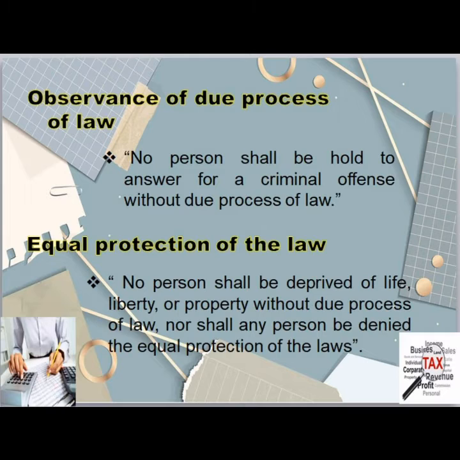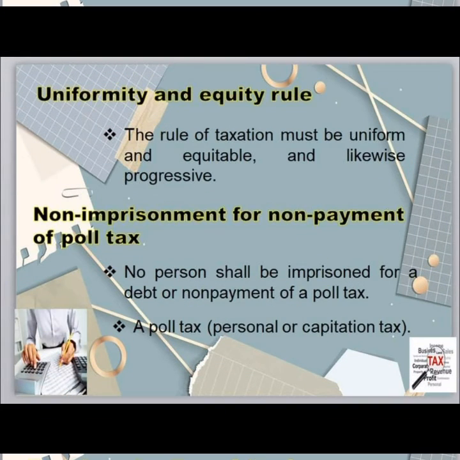The constitutional limitations are found in Article 3, the Bill of Rights. The first is the observance of due process of law in Article 3, Section 14.1, that no person shall be held to answer for a criminal offense without due process of law. The second limitation is taken from Article 3, Section 1, the equal protection of the laws. It says no person shall be deprived of life, liberty, or property without due process of law, nor shall any person be denied the equal protection of the laws.